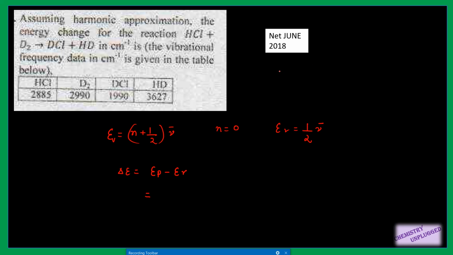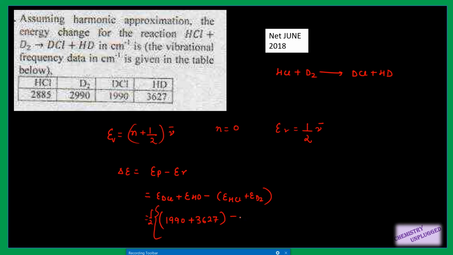So what is that reaction? HCl plus D2 will give us DCl plus HD. So we have to consider the energy of DCl plus energy of HD minus the energy of HCl plus the energy of D2. And how will we calculate this energy? By using 1/2 nu bar. So simply you have to place the value of frequencies. The frequency of DCl and HD is given by 1990 plus HD is 3627 minus 2885 plus 2990, right? So you can calculate this. This is very easy and you will get your answer.